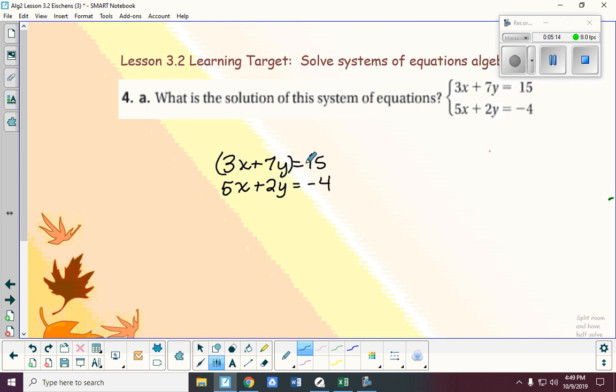To do that, we'll have to multiply the first equation by 2 and the second equation by a negative 7, because 2 times 7 is 14, and negative 7 times 2 is negative 14, so the y's will cancel. So we distribute, and then in the second equation we distribute.